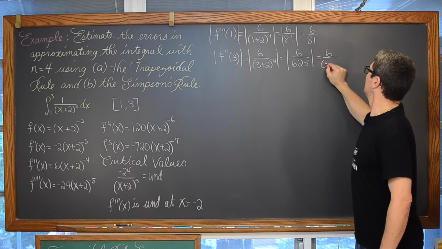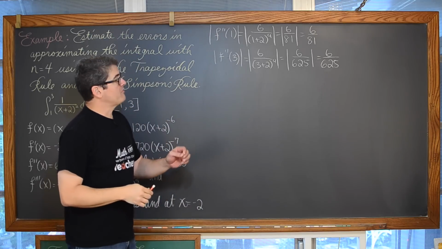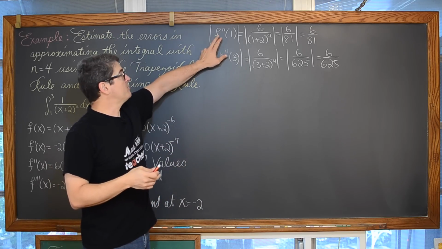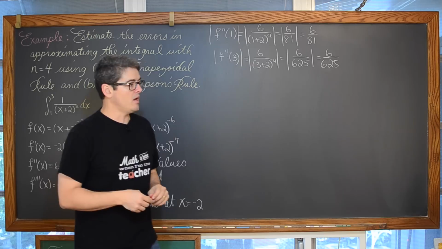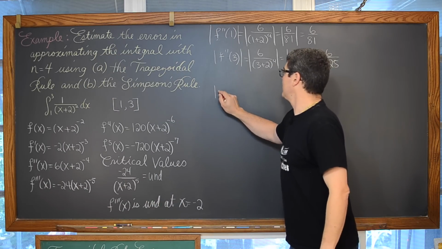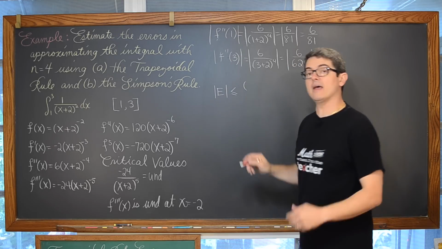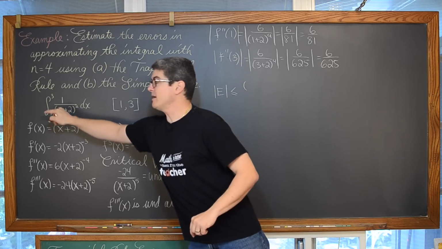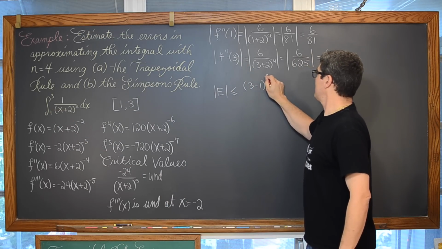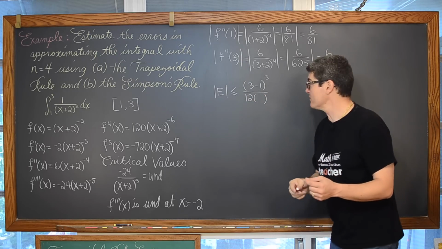There we go. And we can see that the maximum value of the second derivative is occurring at the endpoint of the closed interval, 1. So the maximum error that we can expect for the trapezoidal rule is going to be less than or equal to b minus a, the upper limit minus the lower limit, 3 minus 1, raised to the third power over 12 times n, the number of subintervals that you're using.